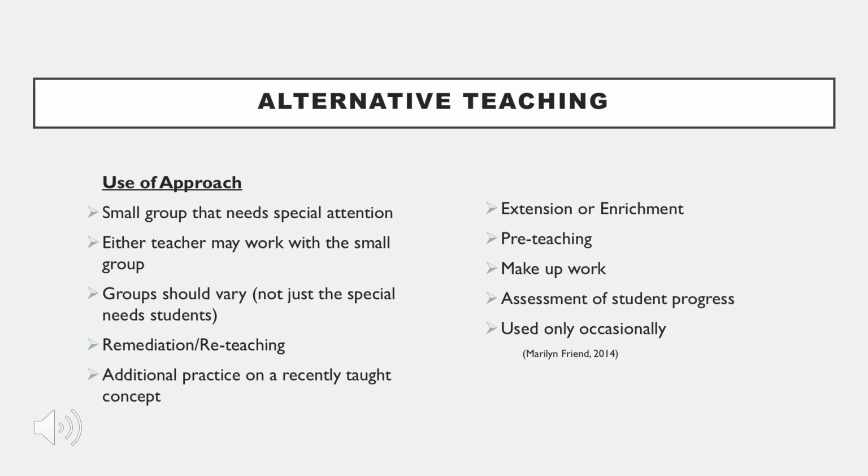Alternative teaching occurs in the classroom when you have both teachers working with groups of students. You may have one teacher that works with a large group of the students, while another teacher pulls a small group to a side in the classroom that might need some special attention. Those groups don't have to be led by any particular teacher, so either teacher could work with that small group. And the groups should vary.